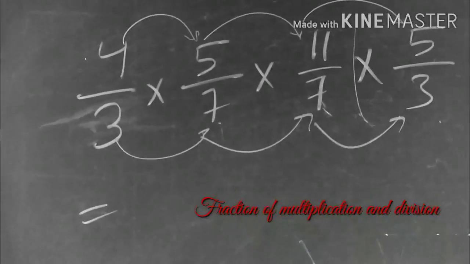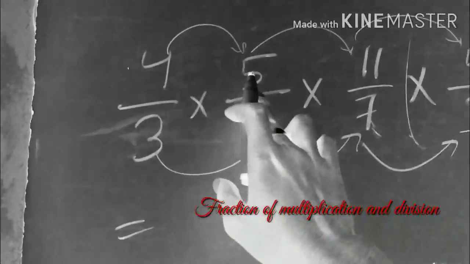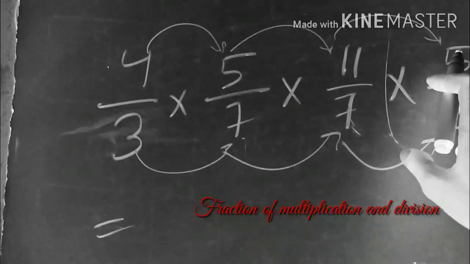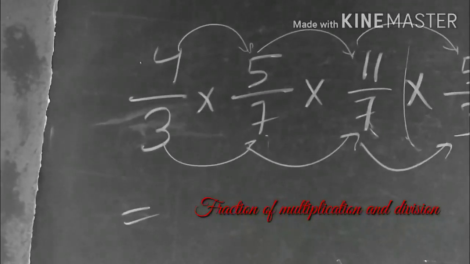Means denominator by denominator. So 4 into 5, 20, 20 into 11, 220, 220 into 5, how much will it become?